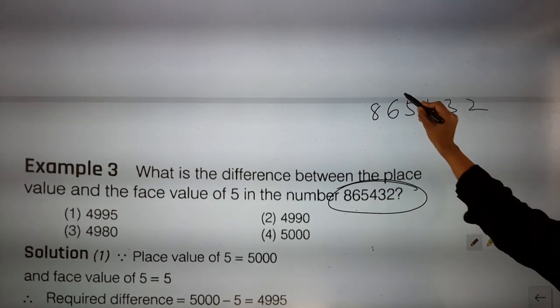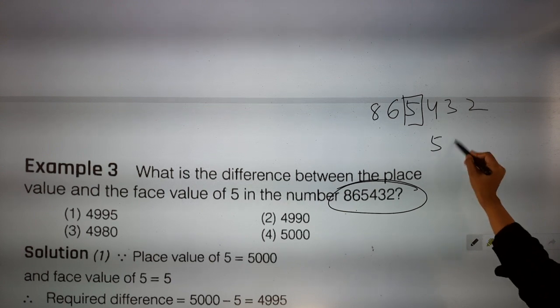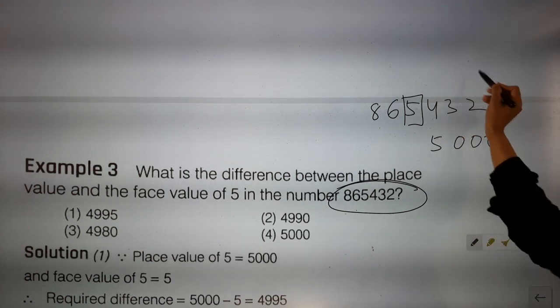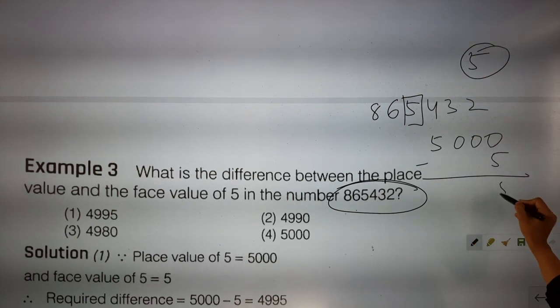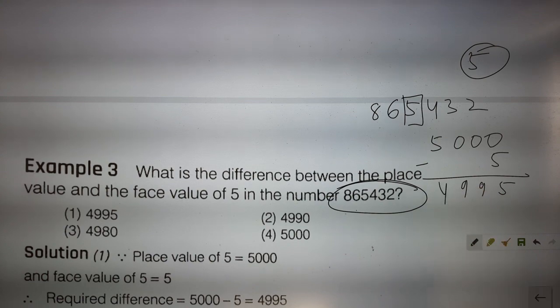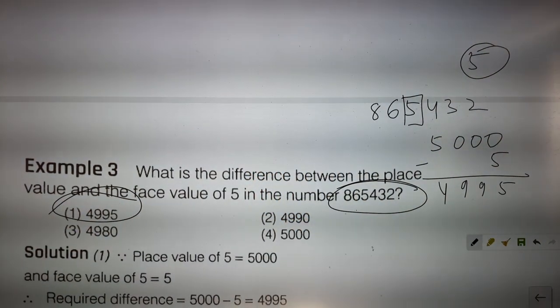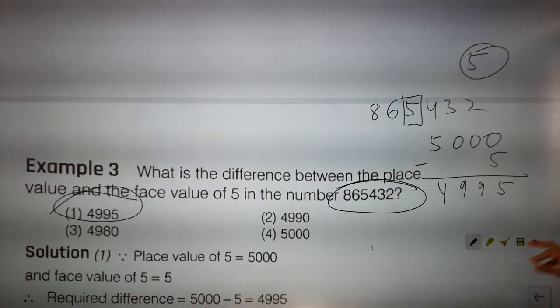865432 is there. Now this 5 is exactly there. So this 5's place value is 5 followed by 3 zeros. And what is its face value? Face value is the number itself. So now subtract this one out. It will come 5994. So the answer will become 4995. So the difference between the place value and the face value will come 4995.